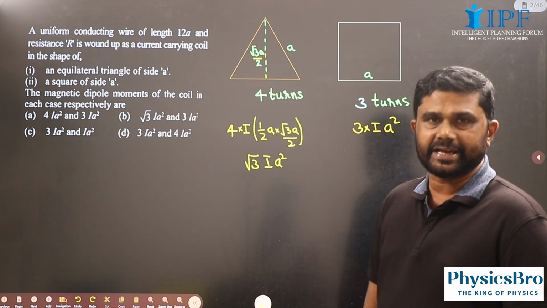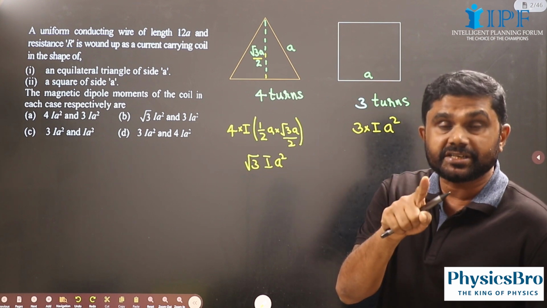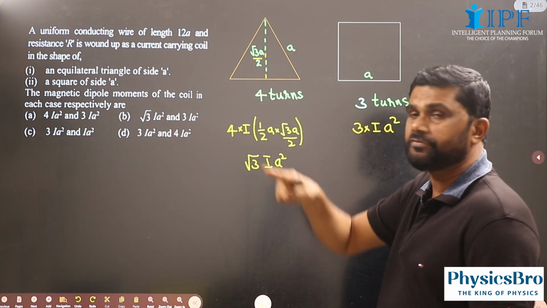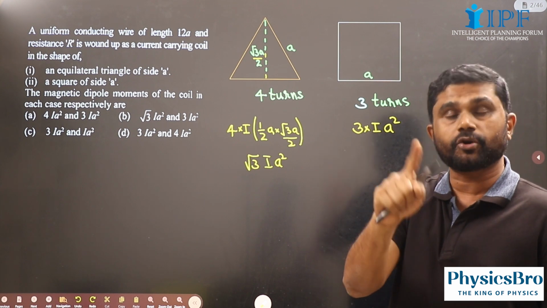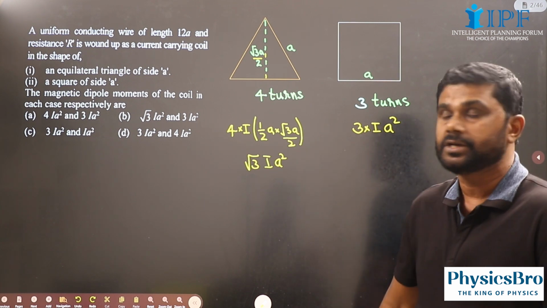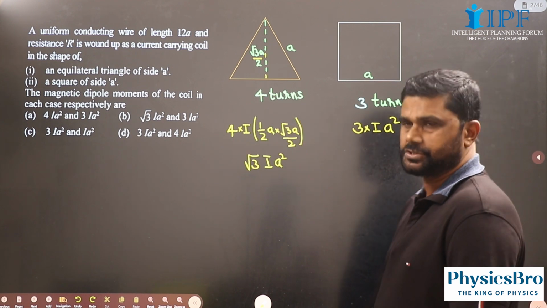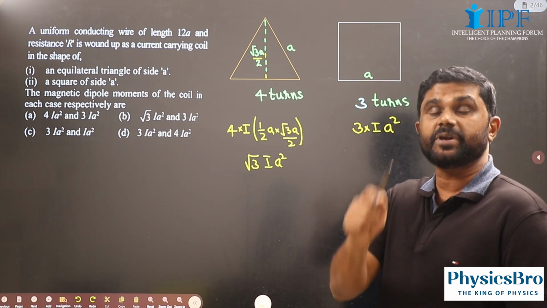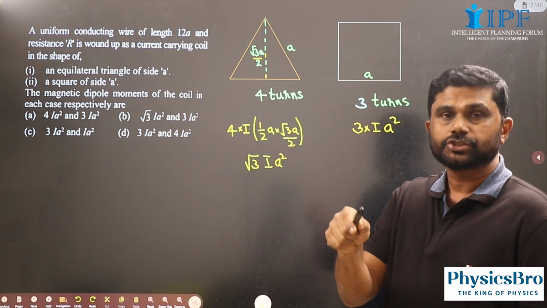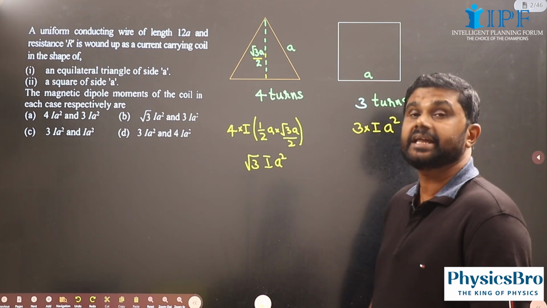Total length is 12A. So how many turns can we make? 4 turns, because each turn will be of length 3A and the total length is 12A. So the total number of turns that we can make is 4. Okay, 4 turns. And the magnetic moment is actually NIA. So 4, then I, then area.